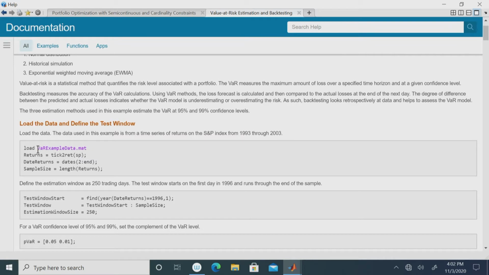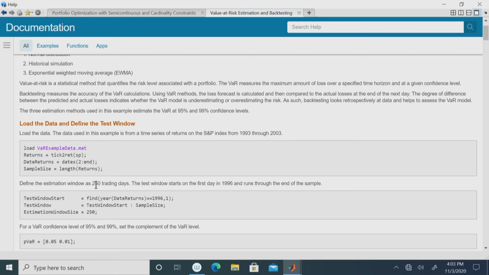There is this data, var example data.mat, that actually comes with the package. Accordingly, we take the data returns and set the sample size, which is basically the length of returns, that means the number of return points. Now we define the estimation window as 250 trading days. That means we will make an estimate of the value at risk for 1 day into the future, making use of the data for the preceding 250 trading days.